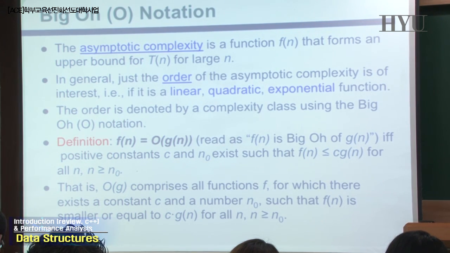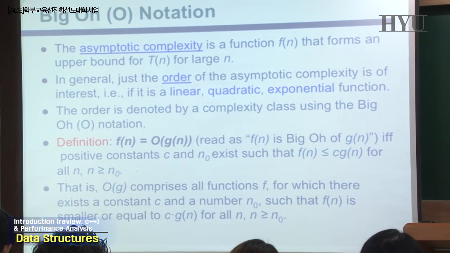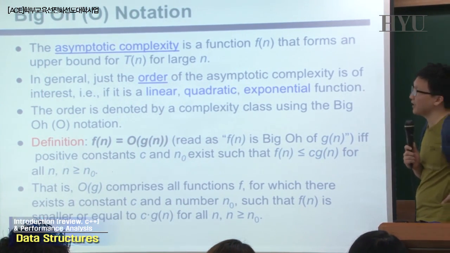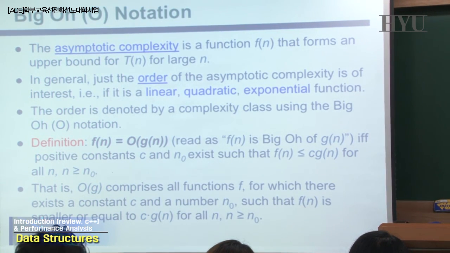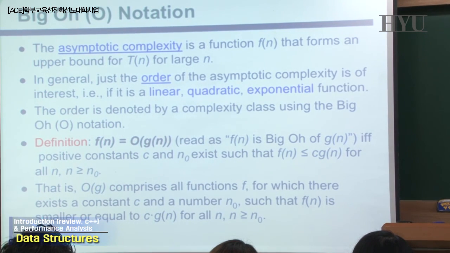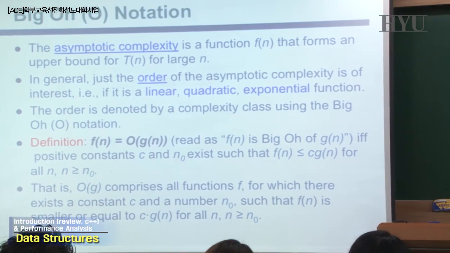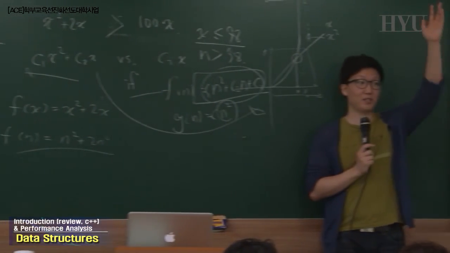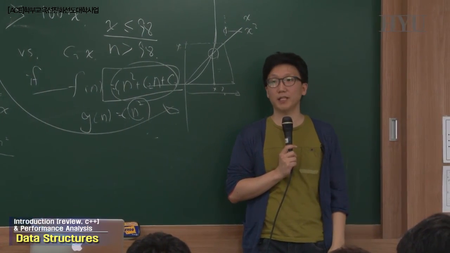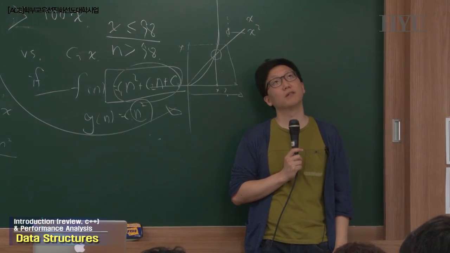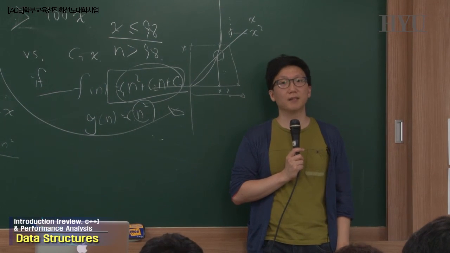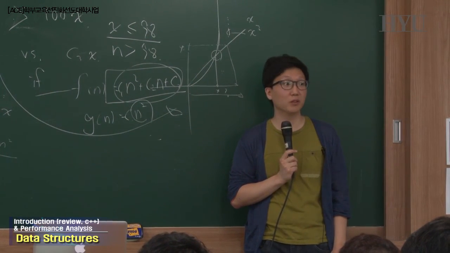Let me read it from the beginning. The asymptotic complexity of function f(n) forms an upper bound of T(n) for large n and n goes to infinity. In general, it's just the order of the asymptotic complexity that is of interest, whether it's linear, quadratic, or exponential. Exponentials grow much larger than quadratic. Quadratic is x squared. 뭐야? quadratic 말고 또 뭐 있어? 1차, 2차, 3차, 4차, 5차. polynomials. 그죠?